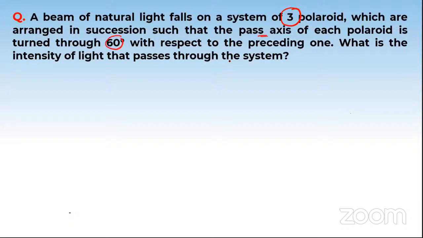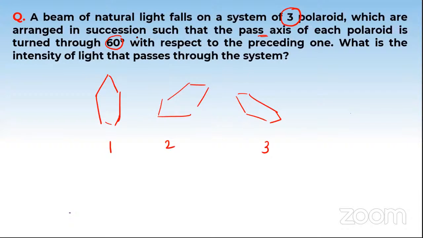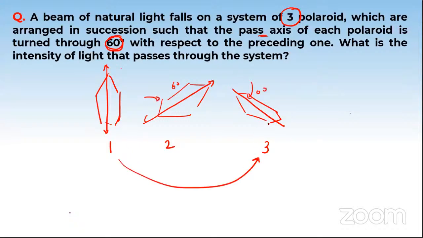to the preceding one. Okay, that means if there are three polaroids, there is one polaroid here, one polaroid here, and there is one more polaroid here. Okay, they're telling that there are three polarizers, 1, 2, 3, and the axis of these polarizers are rotated by 60 degree with respect to each other. So if this has some polarizing axis in this direction, the angle between this axis and the second polarizing axis is 60 degree, and the angle between this polarizer and this polarizer is 60 degree. Okay, so the total angle between this and this will be 120 degree. Okay, so there are two angles of 60 degree of three polarizers.